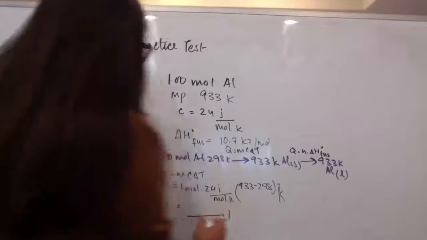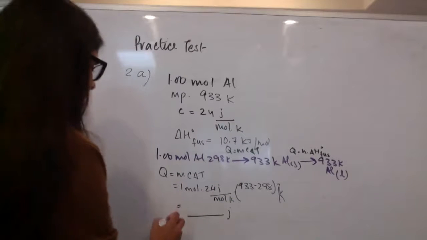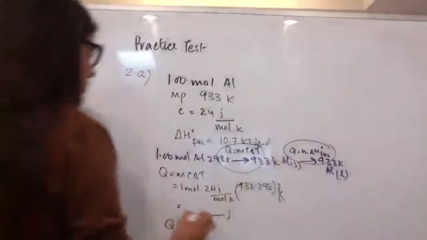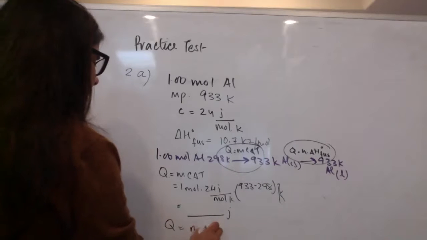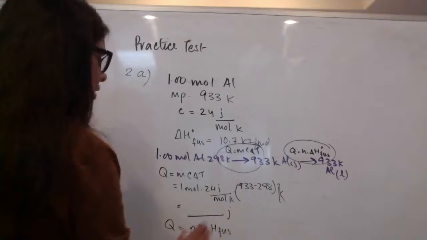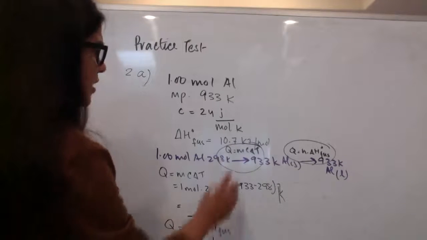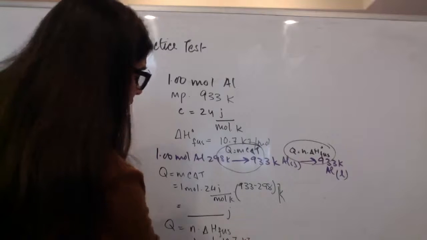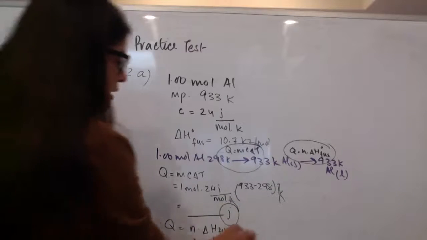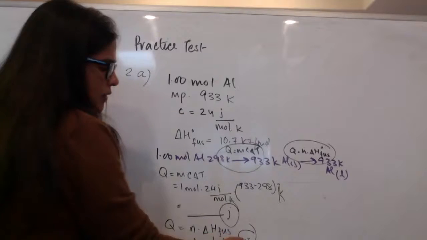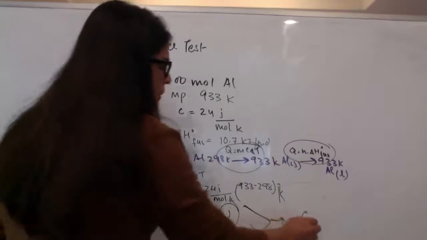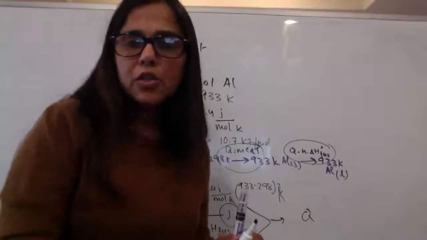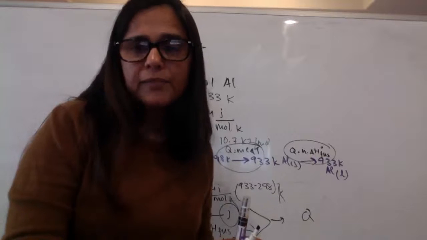Okay. And then you get MC delta T. So this is for this step, right? And then for the next step, Q is mole times delta H fusion. Let's do that. We have 1 mole here, and delta H fusion now we know is 10.7 kilojoules. And this is where they get you, because this answer is in joules and this is in kilojoules. So you need to convert this kilojoules to joules, add both of them up, and that should be your Q. So that is part A.